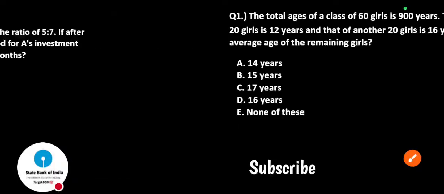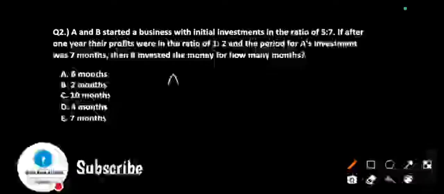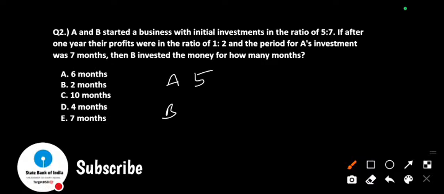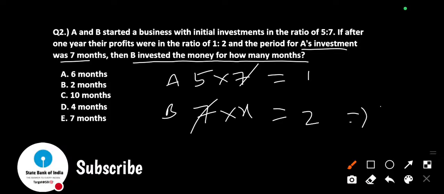Next, second question. A and B started a business with an initial investment in the ratio 5:7. After 1 year their profits were in the ratio of 1:2, and the period of A's investment was 7 months. Then B invested the money for how many months? Asked to find the value of X. 7 and 7 cancel. X value equals 5 into 2, which is 10. So the answer will be 10. Option C is our answer.